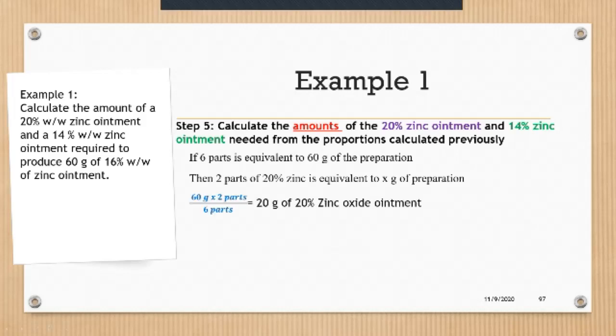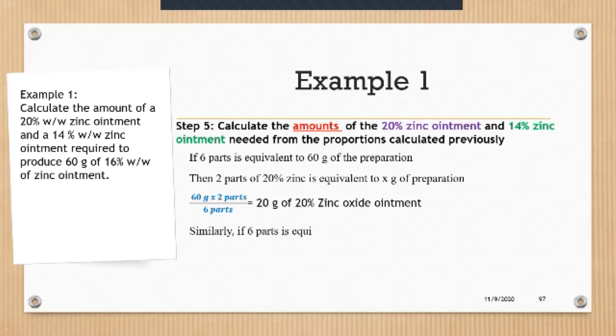So we do a little calculation, cross multiply. If 6 parts is equivalent to 60 grams, then 2 parts will be equivalent to X. And the 2 parts here will be 20 grams. You could also determine what 1 part is. And once you know what the 1 part is, then you multiply by 2 for the 2 parts to get the number of grams for the 20%, and 4 times that 1 part for the 14%.